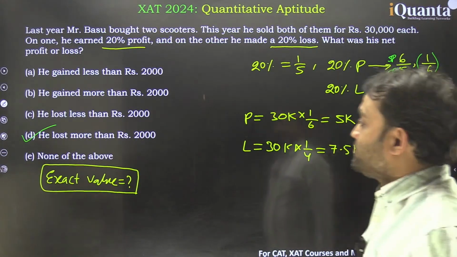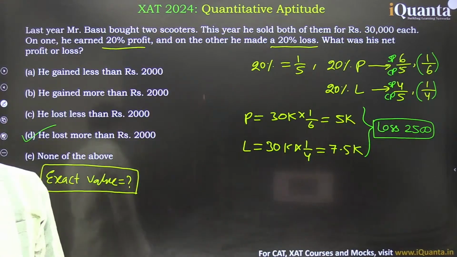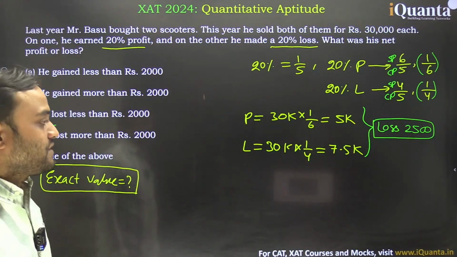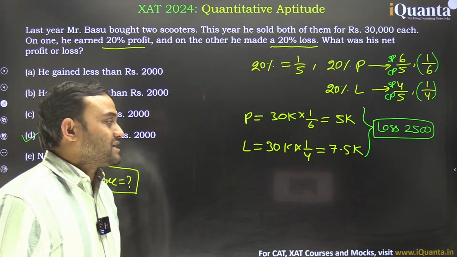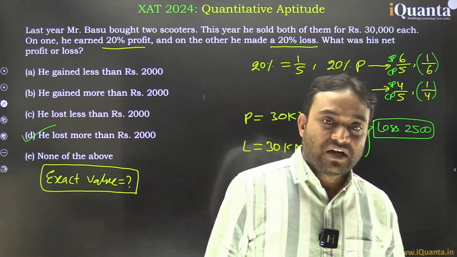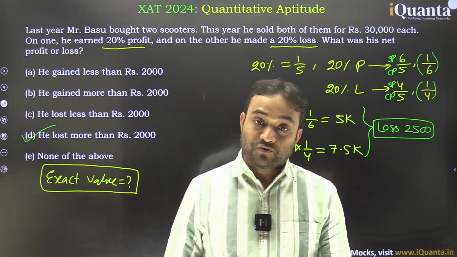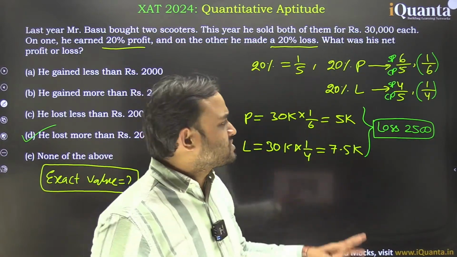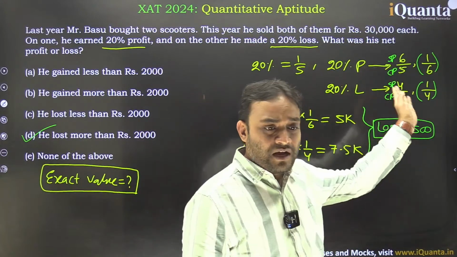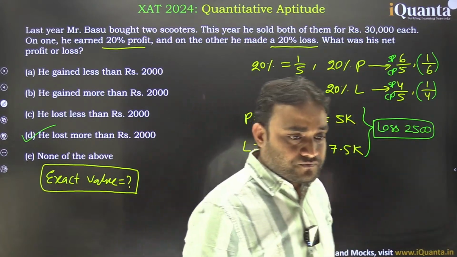Okay. You can also find the cost prices here, which will be 25,000 and 37,500. From there you can find the total selling price, total cost price, and then the difference. But once again, we don't need to do that much calculation if you understand them in a proper way.